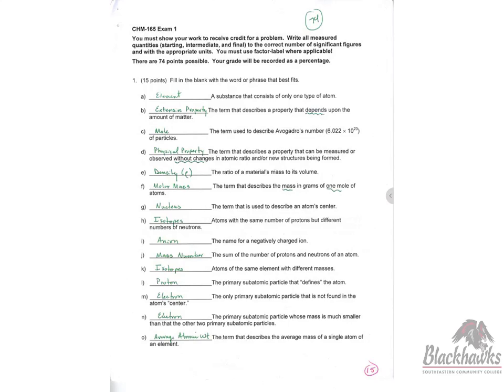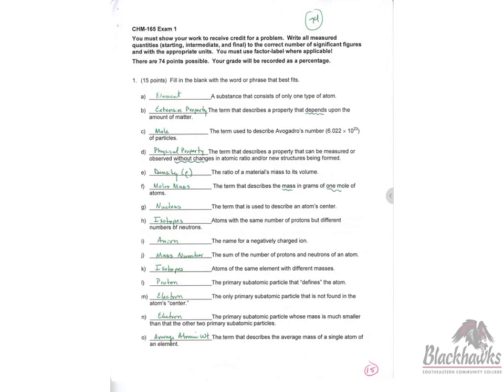Again, isotopes, since they have different numbers of neutrons in their nucleus, then they weigh different, the same element. L, I was after proton as the subatomic particle that defines an atom, or what element an atom is. M, electron, is the subatomic particle that's not found in the nucleus. N, also electron, is of the 3 subatomic particles we talked about, the one that's basically massless. And O, I was after average atomic weight or average atomic mass.